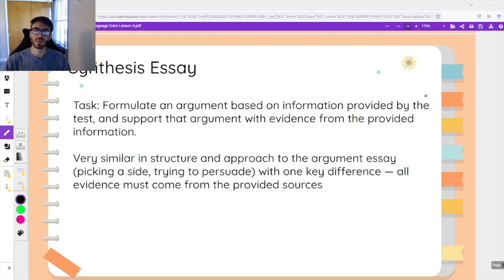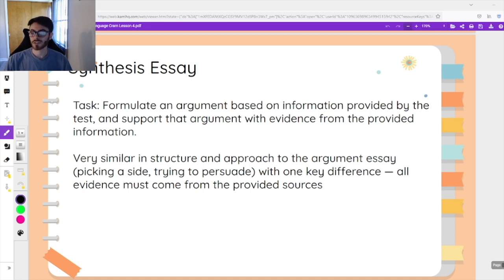Your thesis is going to be something that you choose based on the information that's provided to you. You're going to support your thesis with claims and evidence from those sources, etc. It's very similar in structure and approach to the argument essay, in the sense that you have to pick a clear side. You're taking a clear position, and you're trying to persuade the audience that your position is correct. And like I mentioned earlier, the key difference is that all the evidence must come from the provided sources.